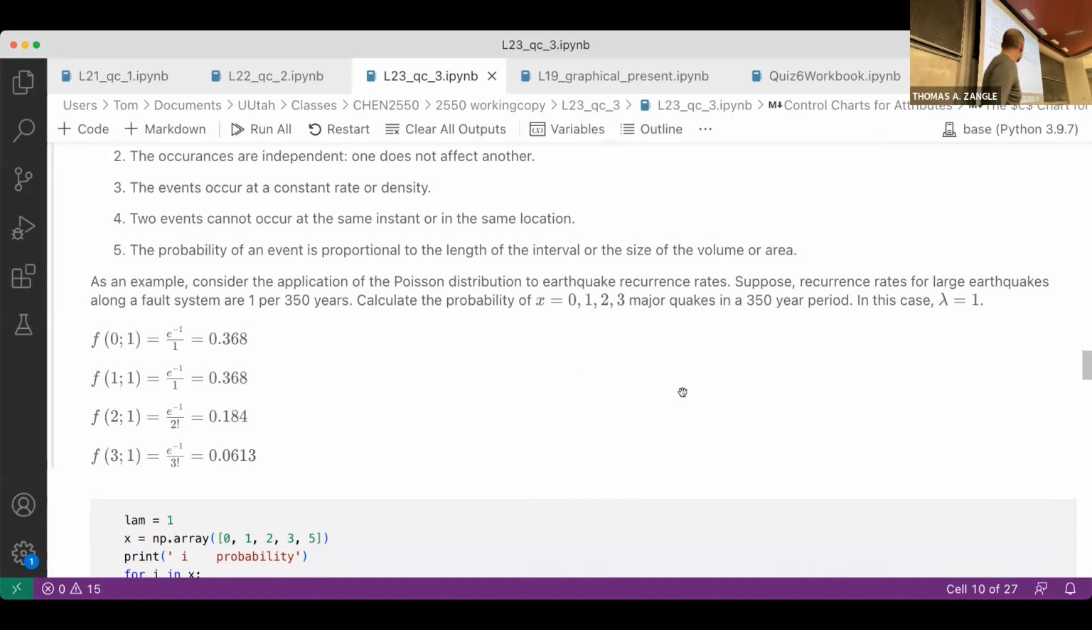So this is a review of some information that we had before. We talked about these distributions, but let's say we're using the Poisson distribution to look at earthquake recurrence rates. And if we know that the recurrence rate for large earthquakes is once per 350 years, then we can use the Poisson distribution to calculate the probability of a certain number of quakes within a 350-year period. Right, so the average number is 1 in 350 years. And so we can find the probability of a certain number of quakes within that period.